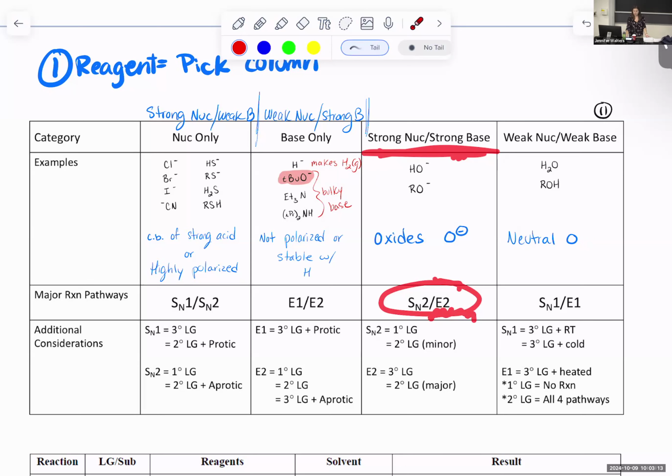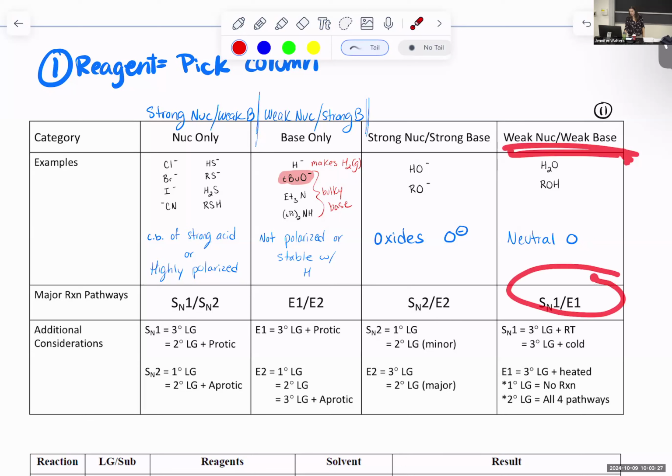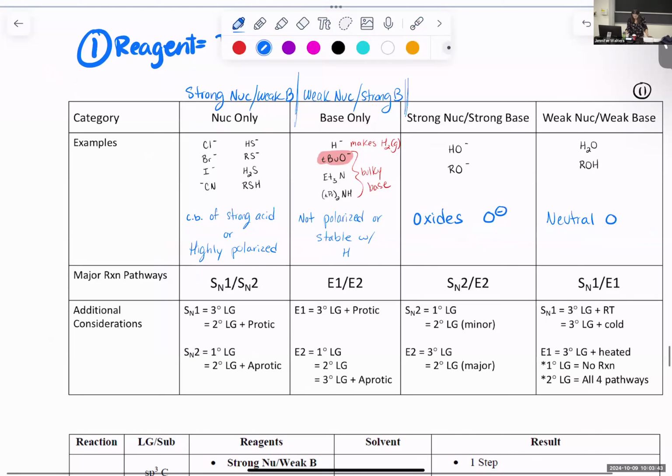You're going to attack. If you are a weak nucleophile and a weak base, then you're going to hang around and just wait until you get something that's more reactive. You're going to wait around for a carbocation. You're going to be stepwise. So then you're going to be SN1 or E1. So once you know your reagent narrows it down to those 2, whether you are substitution, elimination, concerted, or stepwise, then you're going to pick between those 2 by looking at your substrate. And then if you need to, you'll do the additional considerations.